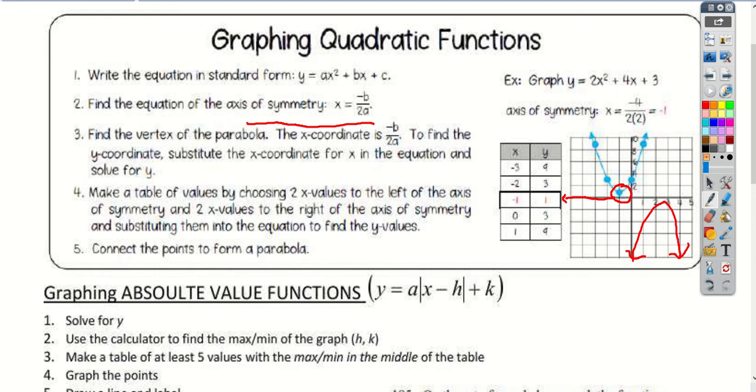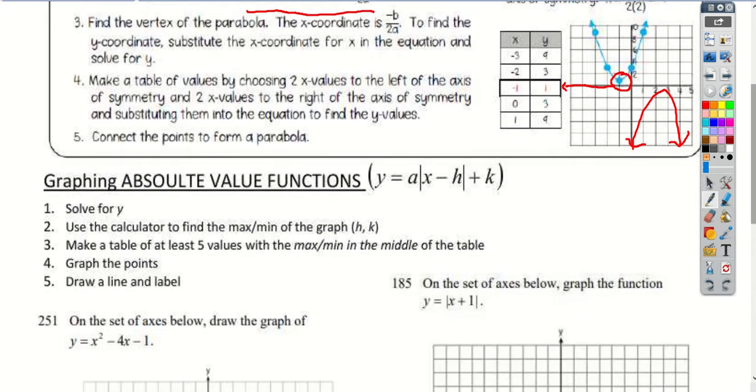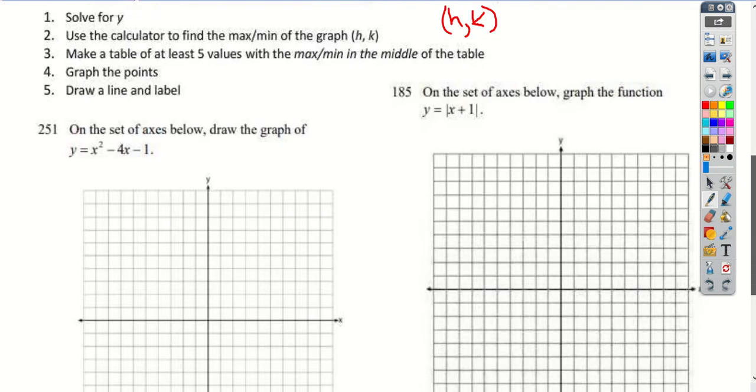All right. And then the same thing with absolute value. So at least 5 points minimum, with the vertex in the middle. Remember, the general formula is a times the absolute value of x minus h, plus k. So this coordinate h comma k is essentially where the vertex is going to be. All right, so opposite of the inside, same as the outside for our point on the graph. And we'll take a look at it in a second.